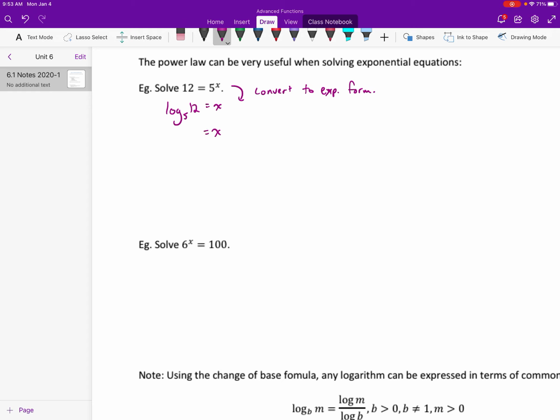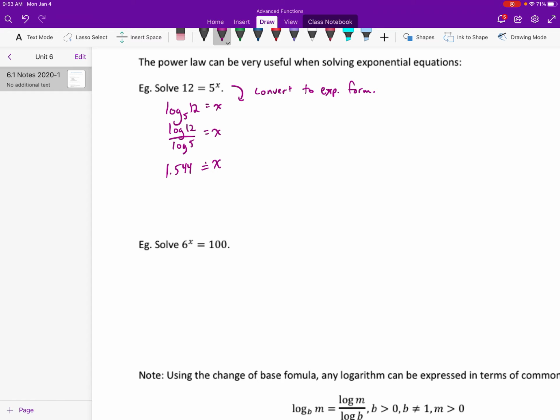If we want to know how to do this in a calculator, some of you don't have this button, but you do know how to figure this out. So log 12 divided by log 5. And so then x would be approximately 1.544. Okay, so that's how we do it if we just converted between the two forms.